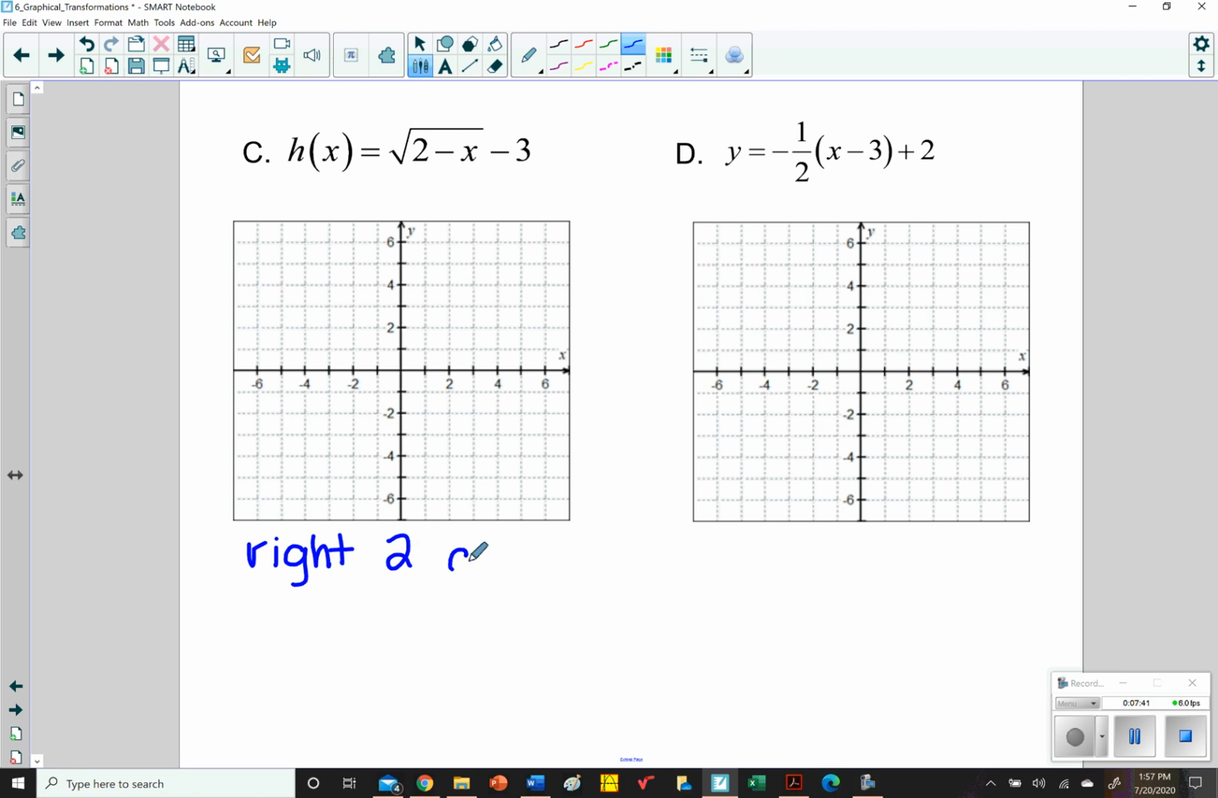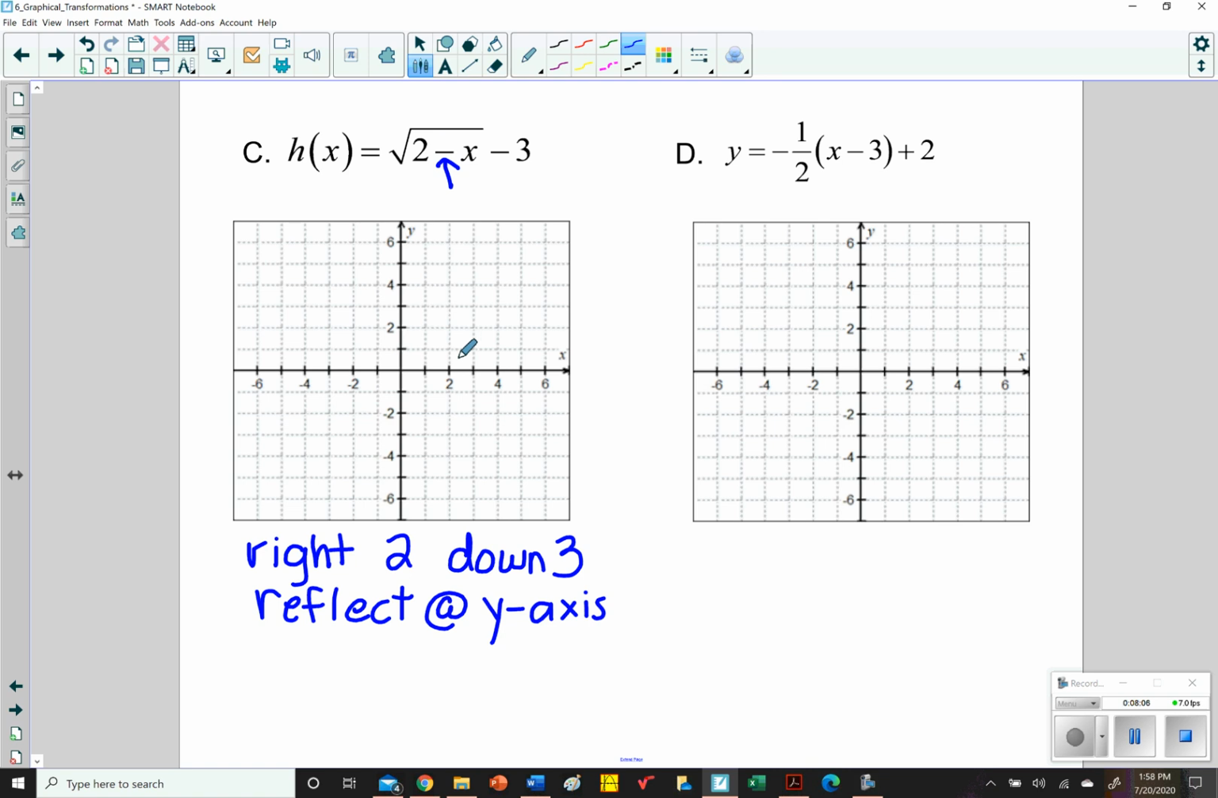Then -3 means we're going to move that square root graph down 3. Oh, that's a funky looking 3. Make that look a little better. And then the negative on the x means that we're going to change the x, so we'll reflect across the y-axis. We're going to reflect about the y-axis.